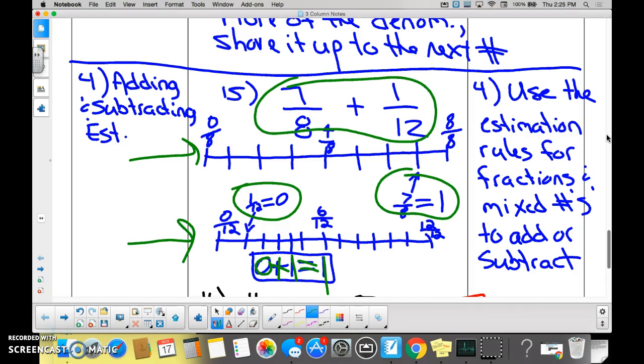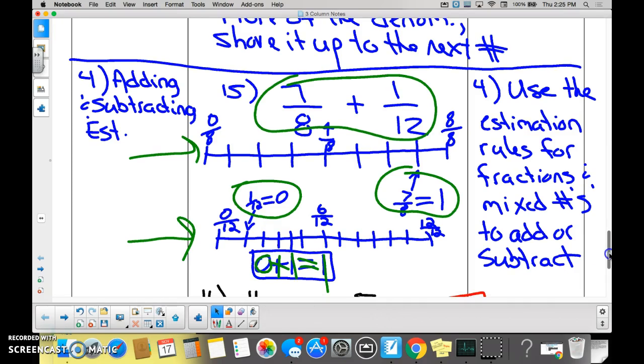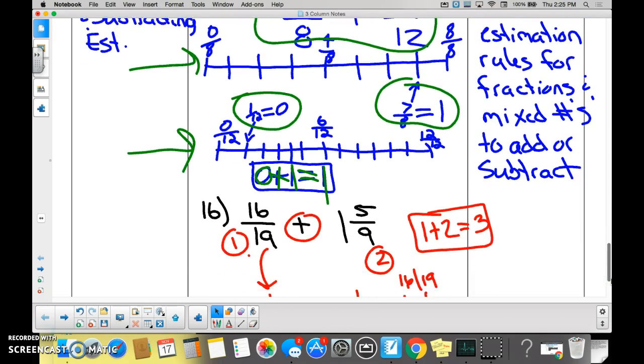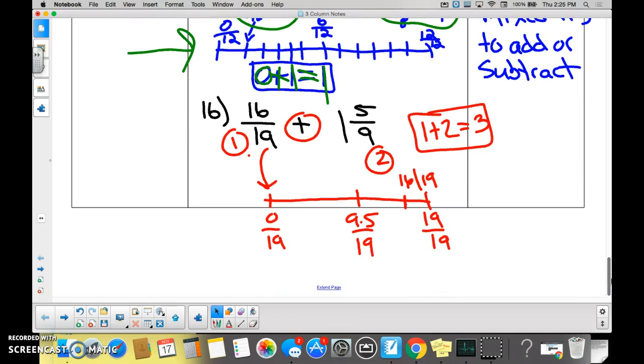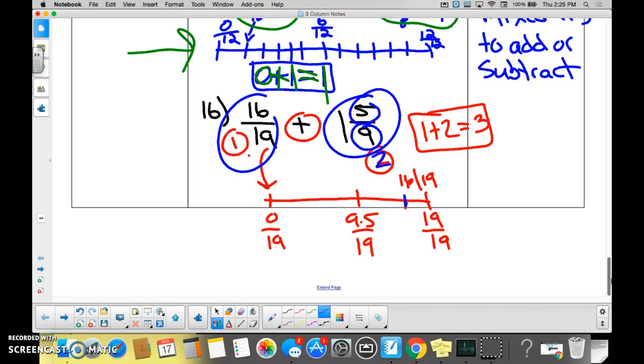And then moving down to the last one, we gave you a mixed number and also a fraction. And we said that for the mixed number, 1 5/9 is closer to 2 because this number was more than half of that number. Yes, no? Yeah. And 16/19, according to our number line, was way over here, which was really close to the number 1, because 19/19 is 1, right? So our problem would be 1 plus 2. What's 1 plus 2? 3. Questions?